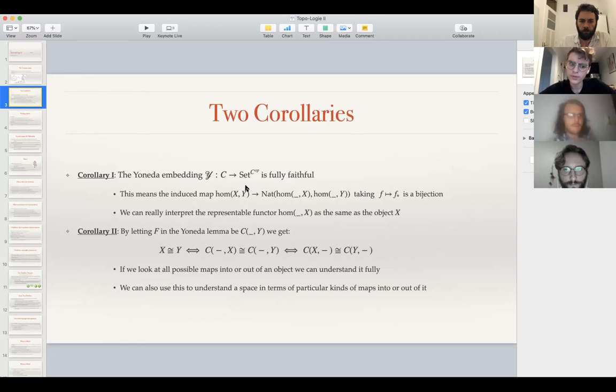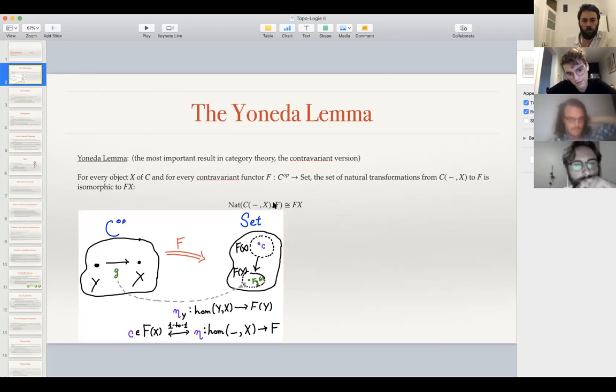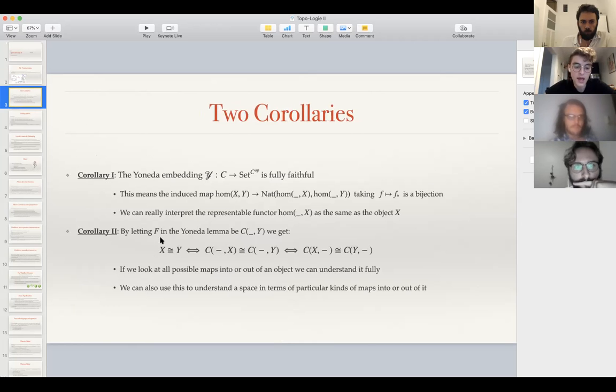So I guess from this corollary one, we can really say that the representable functor, or representable presheaf, is also the same as the object F. So really there's not a difference, but we can even go farther. The corollary two, it's pretty easy to see if I go back: if you take the representable functor for some object Y, the natural transformations from C(-, X) to C(-, Y) are going to be isomorphic. If you just plug this in here, we ultimately get that X is equivalent to Y if and only if their representable presheaves are equivalent, or if their representable co-presheaves, which are these ones, are equivalent.